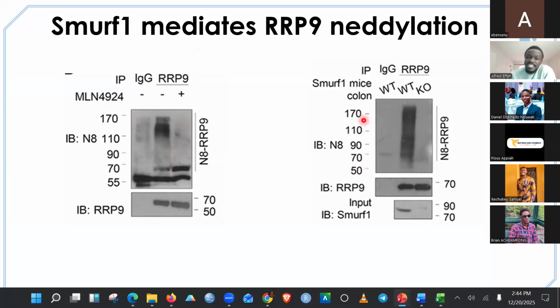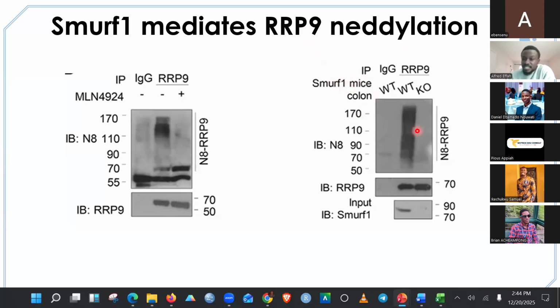Okay, let's take a tissue and then see what happens. So they took colon tissue from mice. This is the wild type. Of course, this is IgG. IgG is serving as a negative control. There shouldn't be any band here. This is our wild type. SMURF is present. Now, if SMURF is present, they stain for NEDD8. Then we could see a smeared band on the Western blots. Now, when we knock out SMURF1, we don't see the band. So it tells you that SMURF1 is the one mediating the addition of NEDD8 onto RRP9.